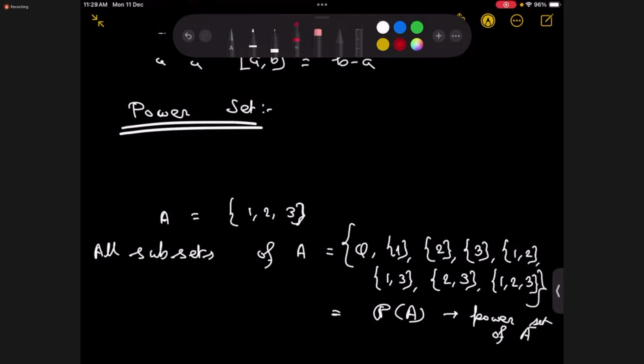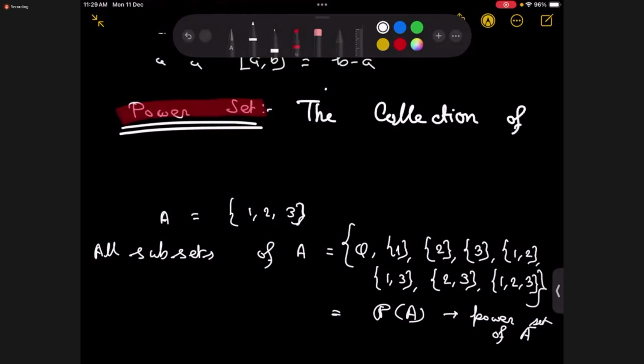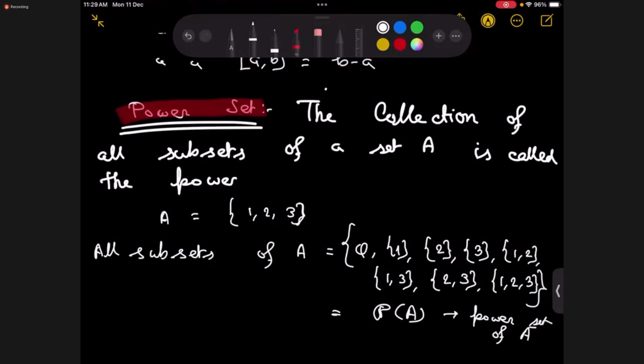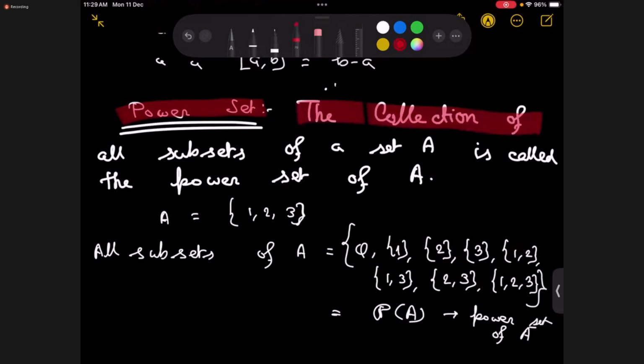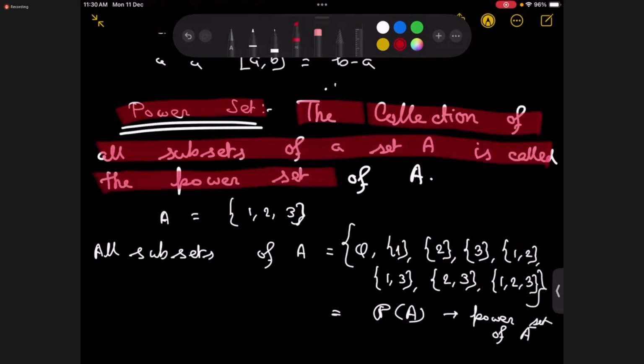By definition, the collection of all subsets of a set A is called the power set of A, and it is denoted by P(A).